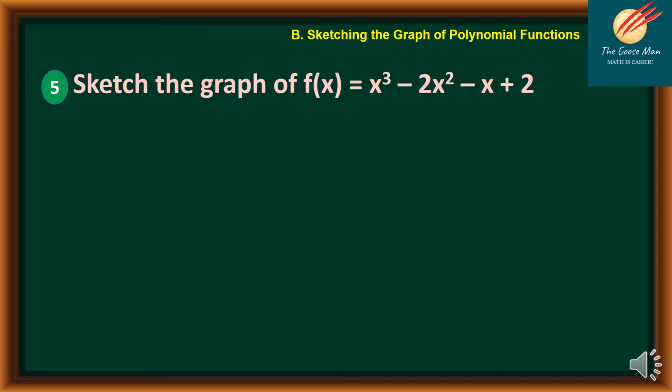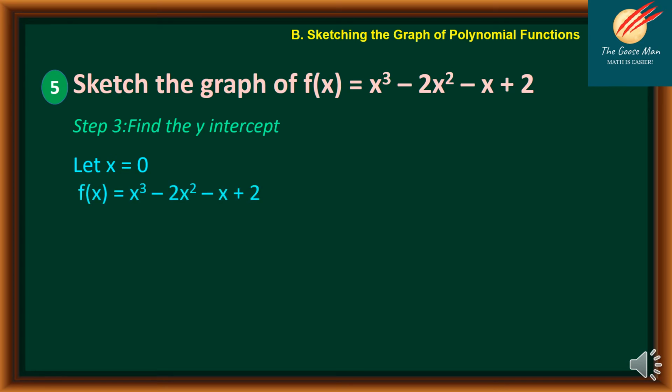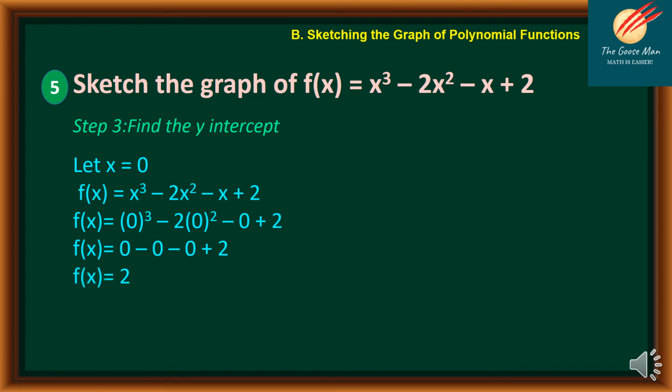The next step is to find the y-intercept, meaning to say we will let x be equal to 0. So we will substitute x equal to 0 into all values of x. We have here 0 cubed minus 2 times 0 squared minus 0 plus 2. So we have 0 minus 0 minus 0 plus 2. So f of x is equal to 2. So the y-intercept is 0, 2.